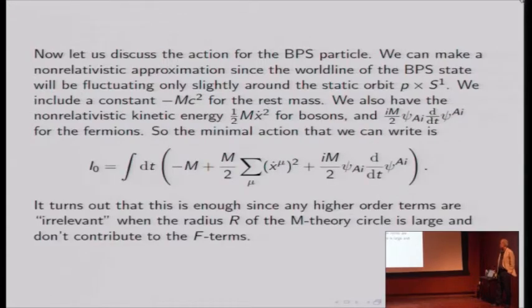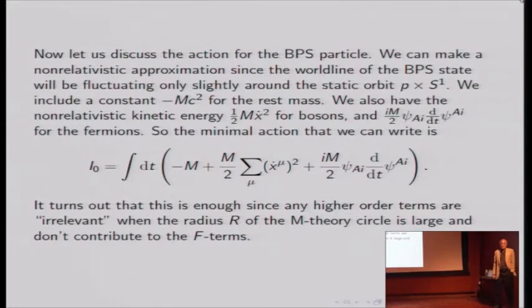and I've written down the minimal kinetic energy for Goldstone fermions. So the minimal action we could write is minus the mass plus the non-relativistic kinetic energy plus the free kinetic energy for Goldstone fermions. And you could add all kinds of corrections, and in fact, physically there are higher corrections, but they're irrelevant when the radius of the M-theory circle is large.